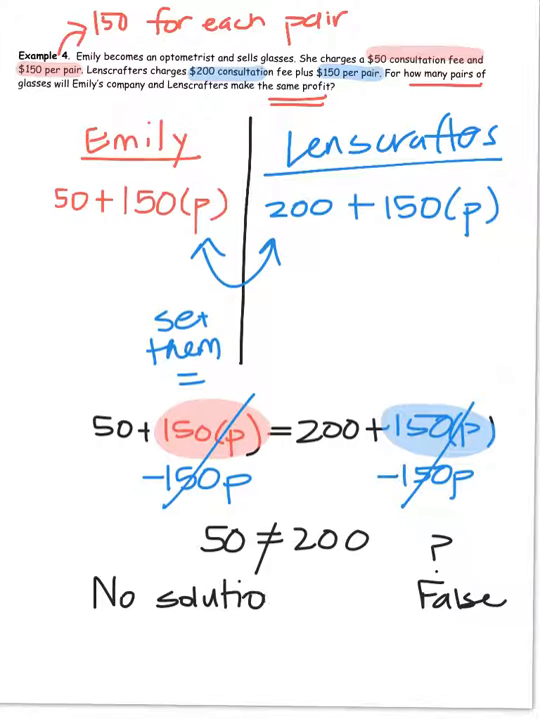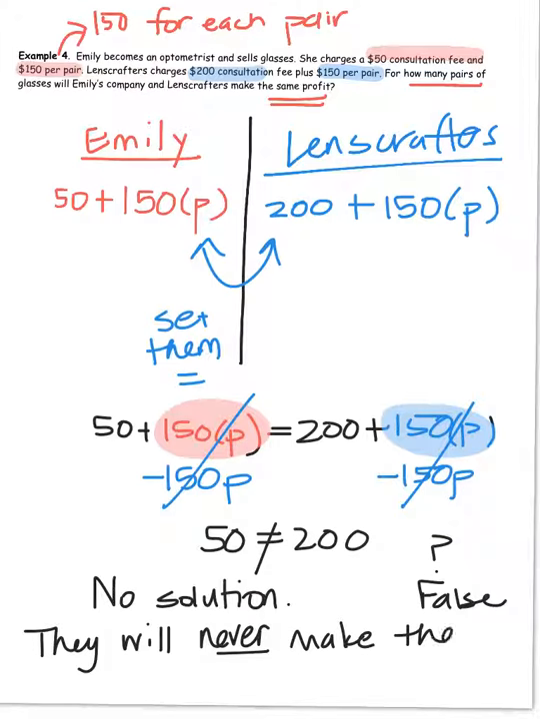So let's think about what the question is asking. The question says, for how many pairs of glasses will Emily's company and LensCrafters make the same profit? And the answer is they will never make the same profit, because we got no solution. There is no number of glasses that will make them the same profit in this case.